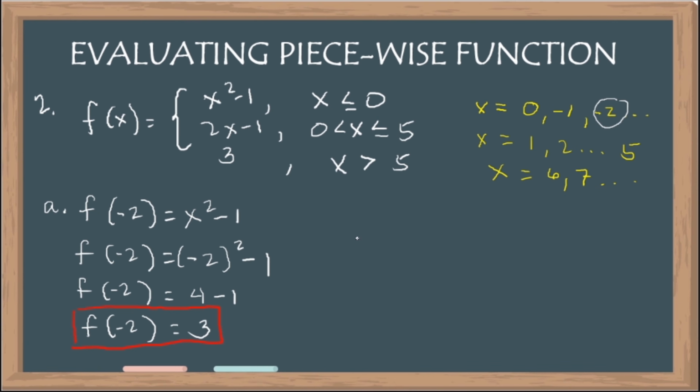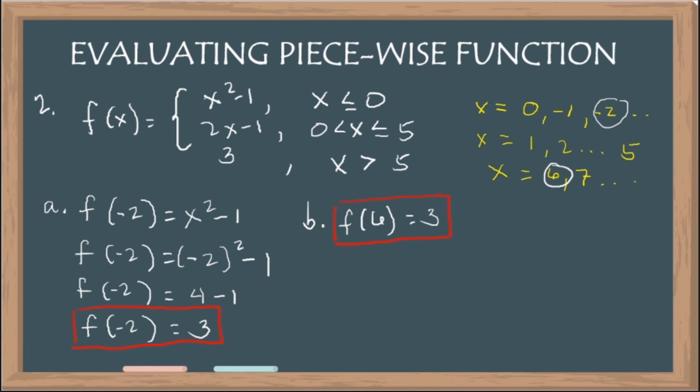Now, let's have letter B. Let's say, pinapahanap sa atin ay f of 6. Saan nabibilang yung 6? Andito siya, no? Sa greater than 5. Kaya anong sabi dito? Kapag greater than 5, automatic, the answer is 3. Wala na siyang variable. Basta pag sinabing pag greater than 5, the value is 3. O, ganun lang kasimple. The f of 6 is 3.